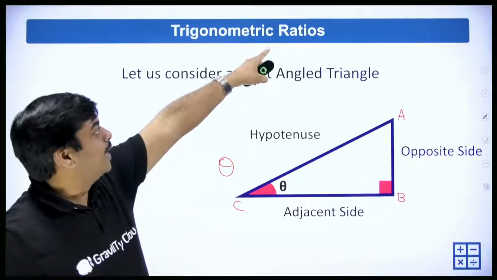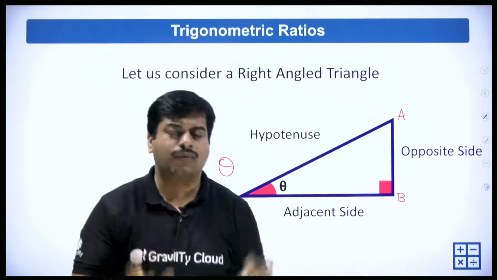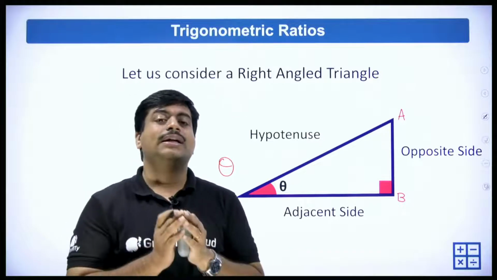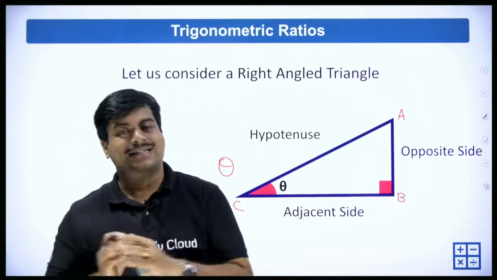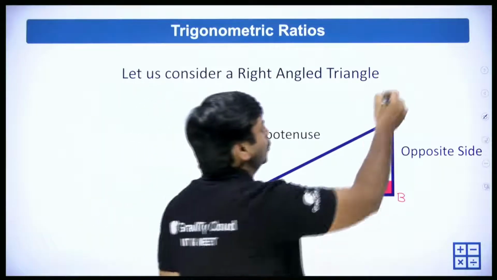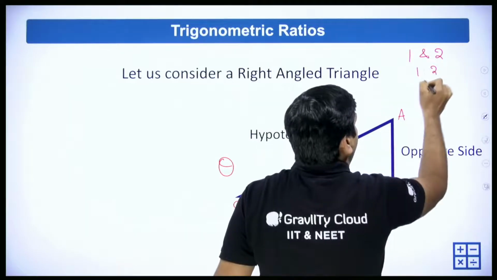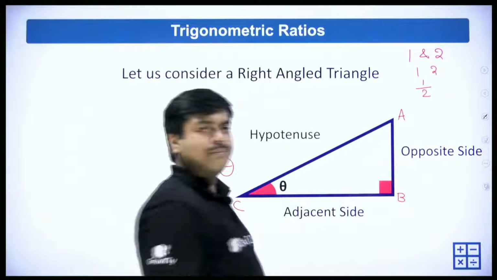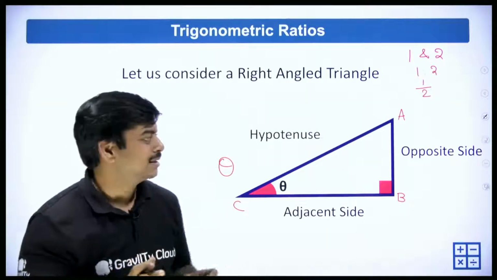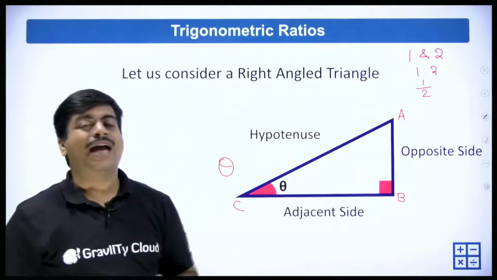Now we are going to discuss the ratios. Ratios of what? Is it ratios of angles? No. We are going to discuss ratios of sides. You know what a ratio is, right? If I tell you the ratio of 1 and 2, you write it as 1:2 or 1/2. That is the ratio. The same way, now we are going to discuss the ratio of sides. What are the sides? Opposite, adjacent, hypotenuse. So we have three sides.